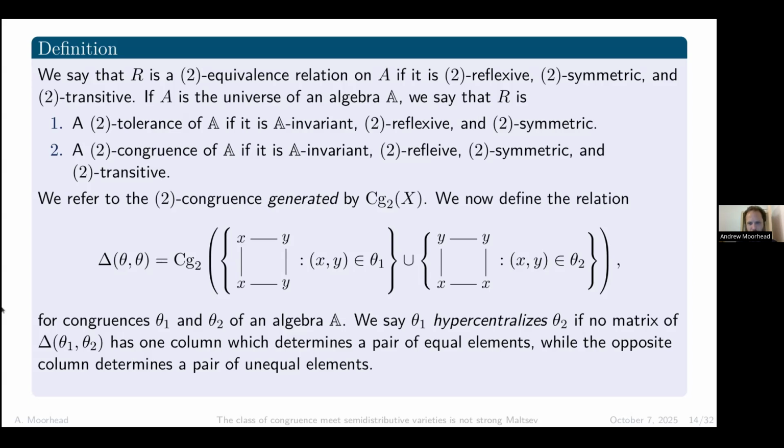And we say that theta 1 hypercentralizes theta 2 if no matrix of delta theta 1, theta 2 has one column which determines a pair of equal elements, while the opposite column determines a pair of unequal elements. So it's just the same condition, but it's quantified over this delta instead of the matrices, and that's the only distinction. And we denote the corresponding commutator in this way.